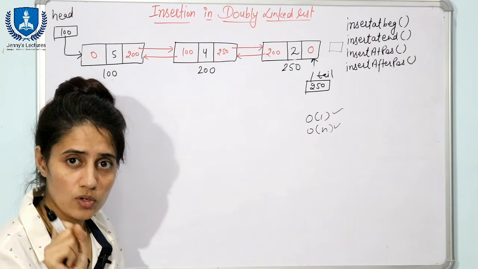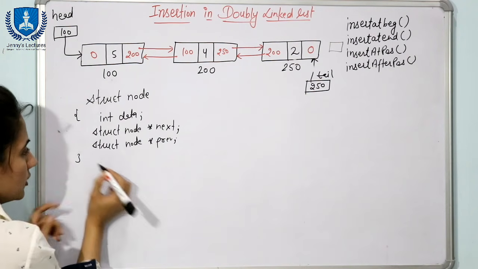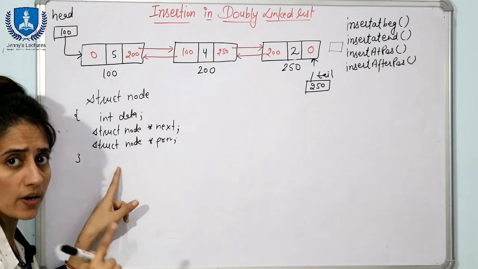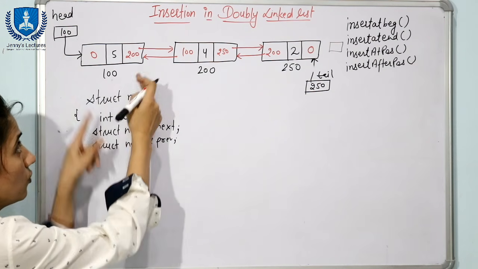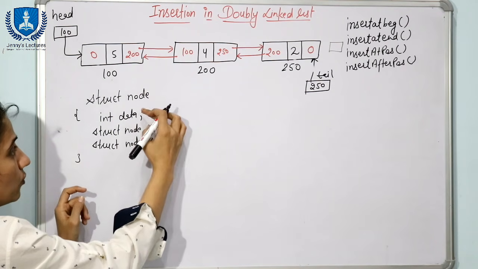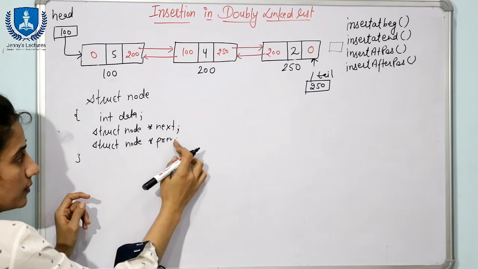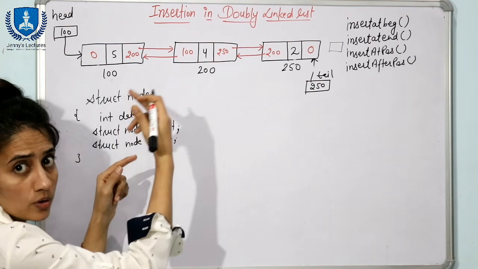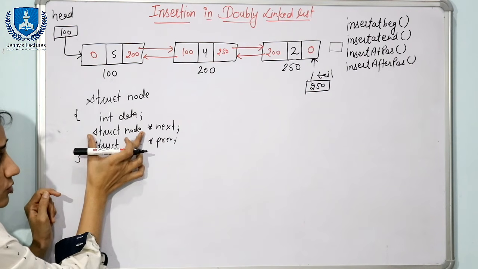I'm quickly writing down the code for that. This is what we have declared: we have defined our own data type, that is struct node. For this node, the data type has 3 parts. One is the data part and 2 are pointers, and these are pointers to node. That is why here the data type is struct node.